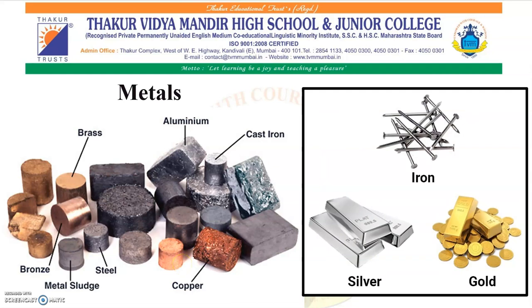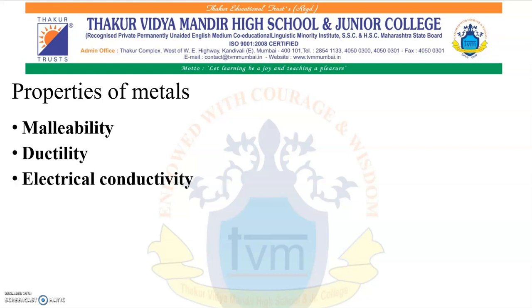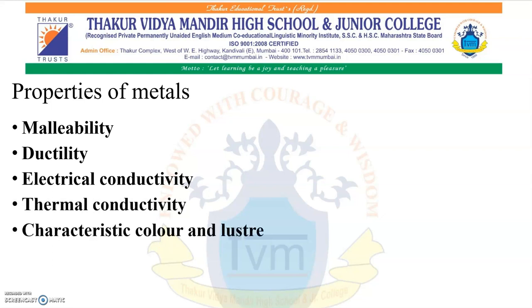This picture shows the nails which are made up of iron and the bars and the coin made up of silver and gold. The properties of metal are as follows: malleability, ductility, electrical conductivity, thermal conductivity, characteristic color and luster, and sonority. Let us study all these properties one by one in detail.